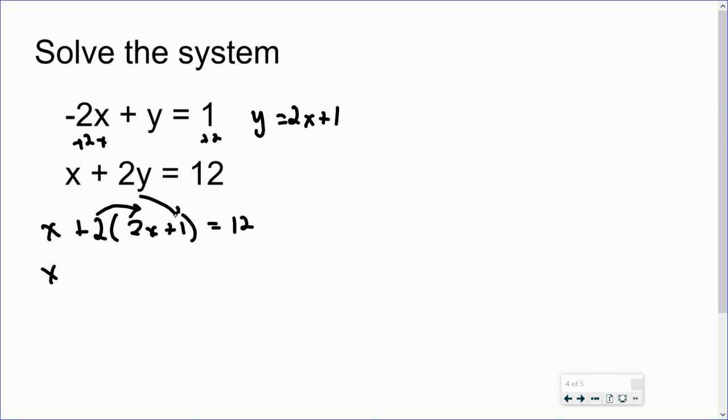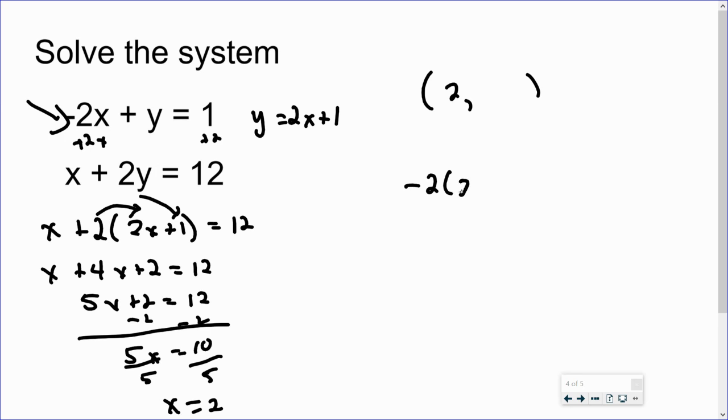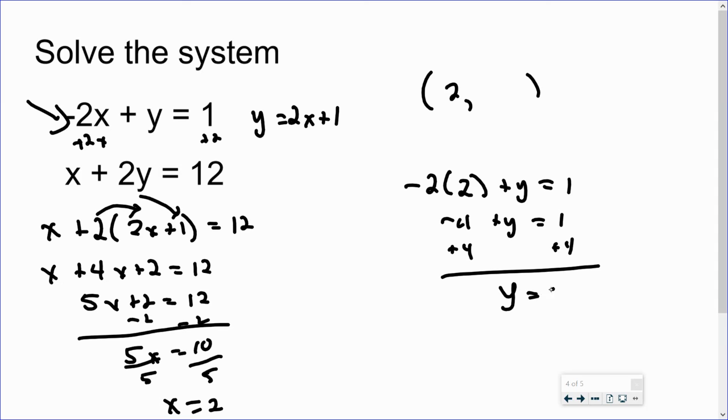Let's get rid of this by distributive property. So 5x plus 2 is equal to 12 combined. Let's get rid of those 2's. Divide both sides by 5. So I have a 2, comma, something. All right, I'm going to put this 2 into one of these 2 equations. It really doesn't make any difference. I'm going to try the top one here. All right, so negative 4 plus y is equal to 1. So add a 4 to both sides. Tells me y is 5. There we go.